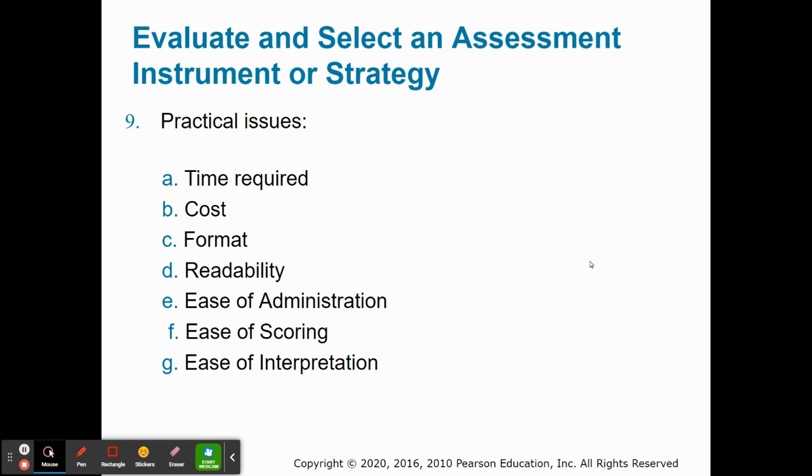What's the format? Is it computer based? Is it paper and pencil based? Is it something that a person can sit down and give to themselves? Is it self-administered and then you verify the scoring and interpret it? Is it readable? What grade level is it? How easy is it to administer? How easy is it to score and interpret?